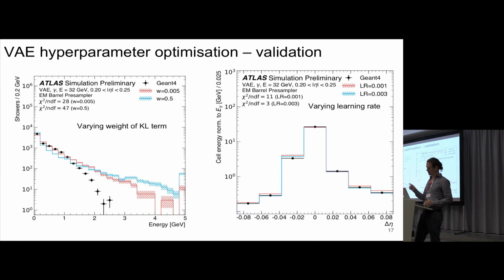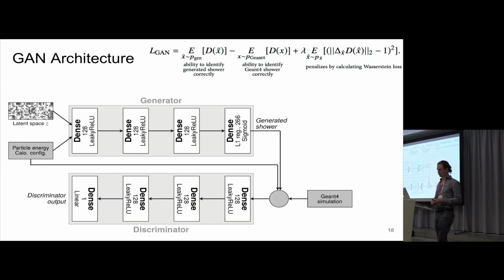Now we have a second architecture. So a second approach is to use a GAN. And this is an overview of the architecture here. A generator producing a generated shower, sampling from a random distribution. Again, you give it as a conditioning the particle energy. In addition, we also have here the different alignments of the different layers as a conditioning.